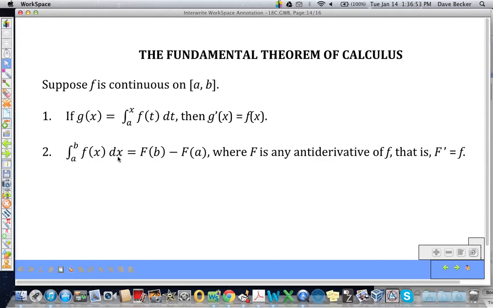Part two is what we will be working with, and that is the integral from a to b of f of x dx is equal to capital F of b minus capital F of a, notice the difference, where capital F is any antiderivative of f. That is, the derivative of capital F equals the integrand. Okay, so the upshot is to find the integral, all we have to do is find the antiderivative of the function. Get up off the floor because I know your mind has been blown. Part two coming up.